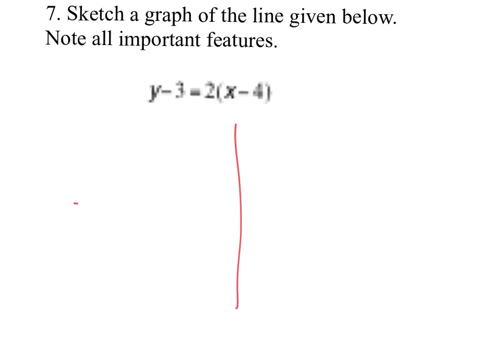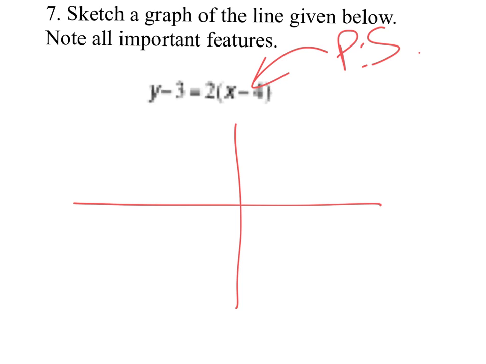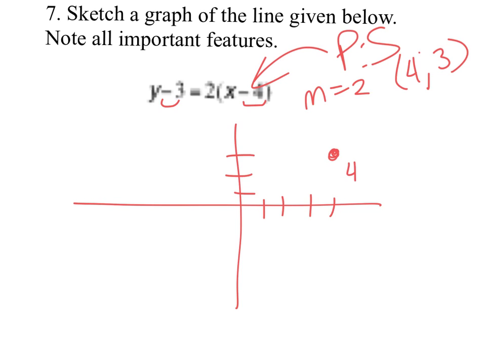Sketch a graph of the line below, and note all important features. First of all, I know this is point slope. That means that I've got a slope of 2 and a point using the opposites of those two, which is 4, 3. 1, 2, 3, 4, 1, 2, 3. There's my point.